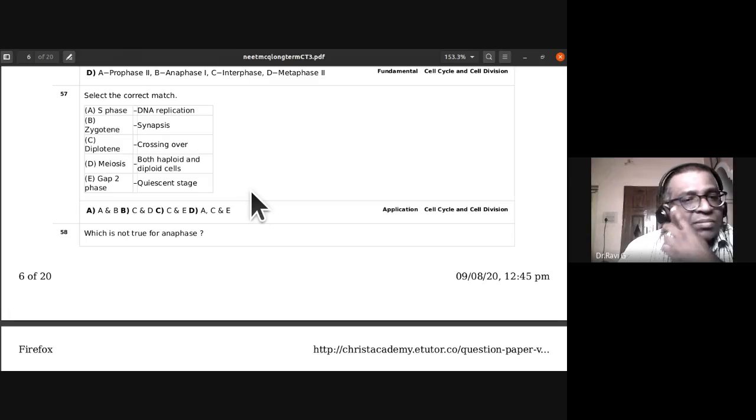Which is the correct answer? Is it A, C and E? G2 phase, it is not quiescent stage. Okay. So A and B. What is the answer key? Option A, diplotene. Yes, it is the correct one.